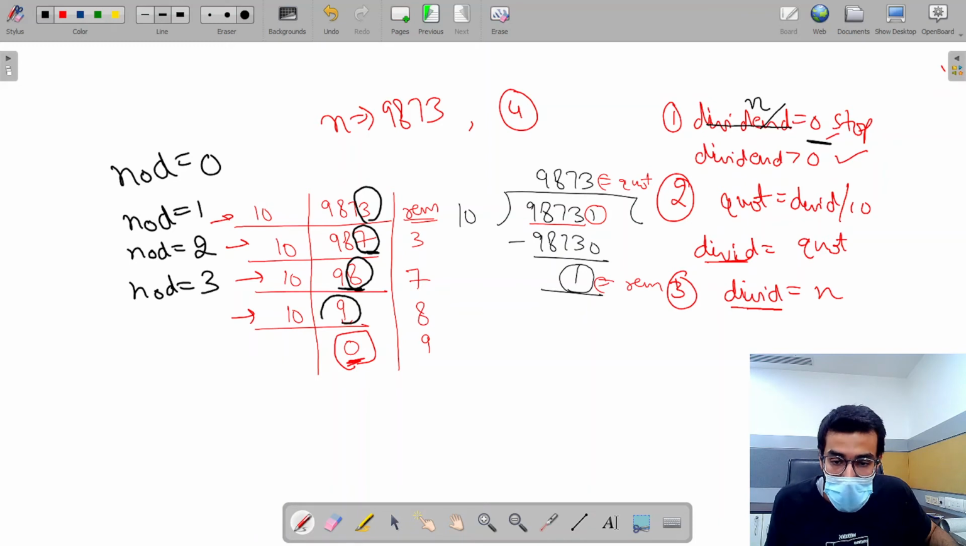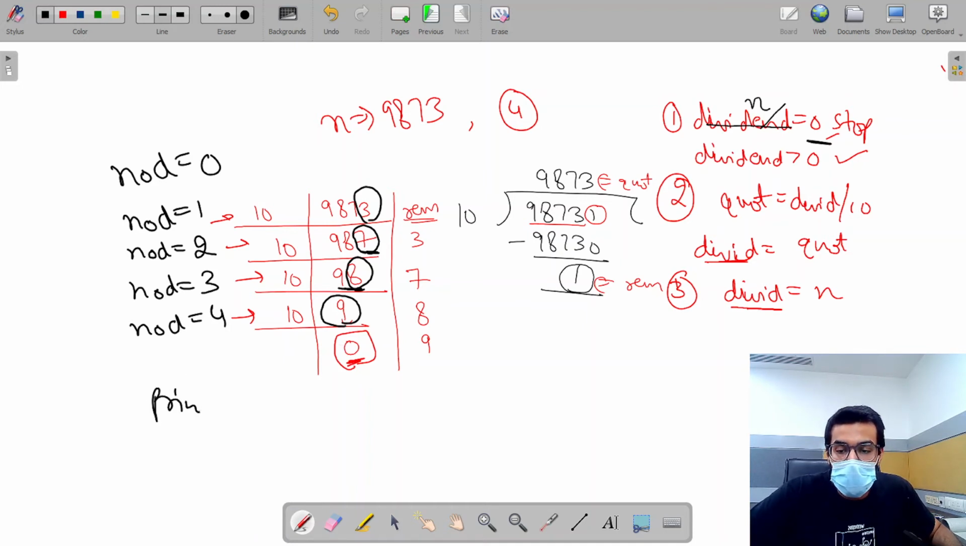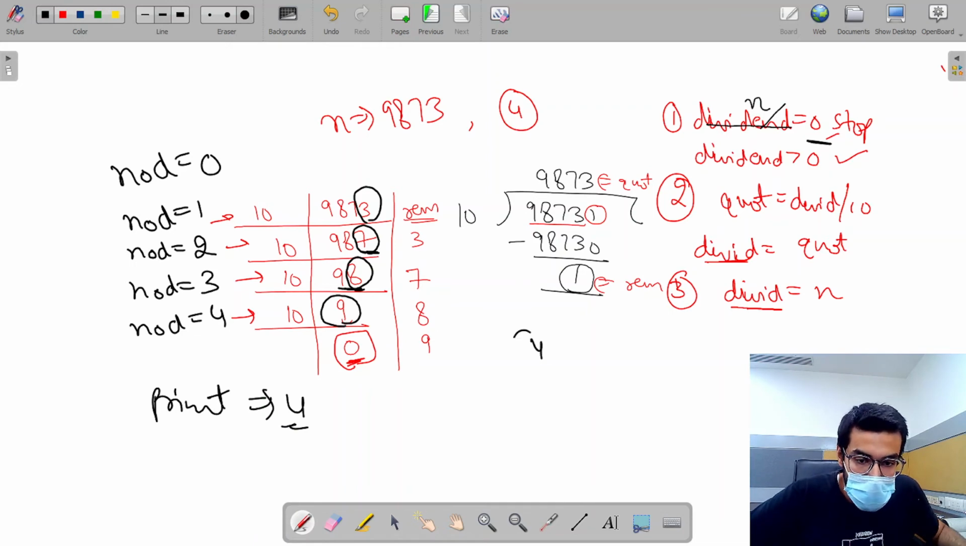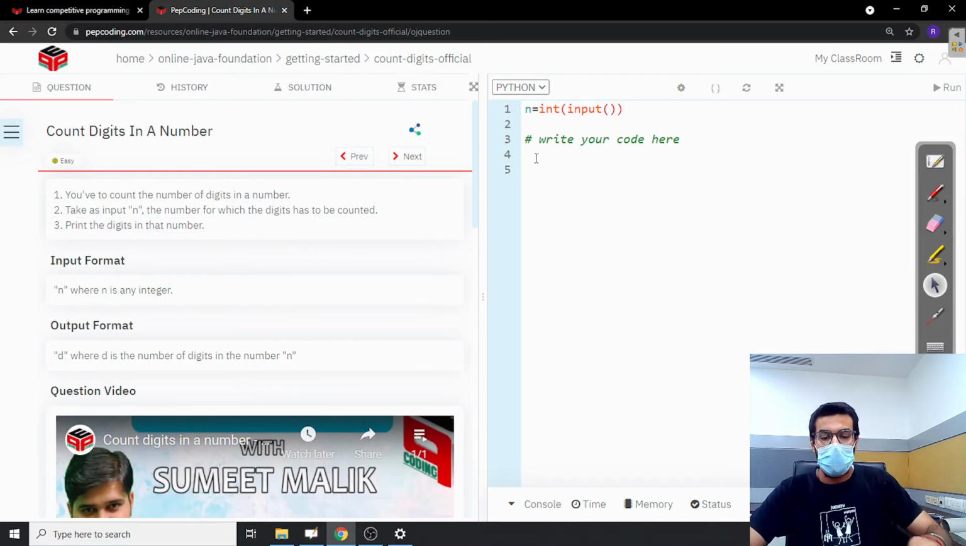Then again we are able to divide by 10. This means that NOD again will be updated, and with each updation I'm going to add 1 to the NOD, so it becomes 4. Now since the dividend is 0, simply we are going to print the value of NOD, that is 4. So the fourth observation is simply that the value of NOD after each step will be updated with 1. With this much thing, let's code the problem.